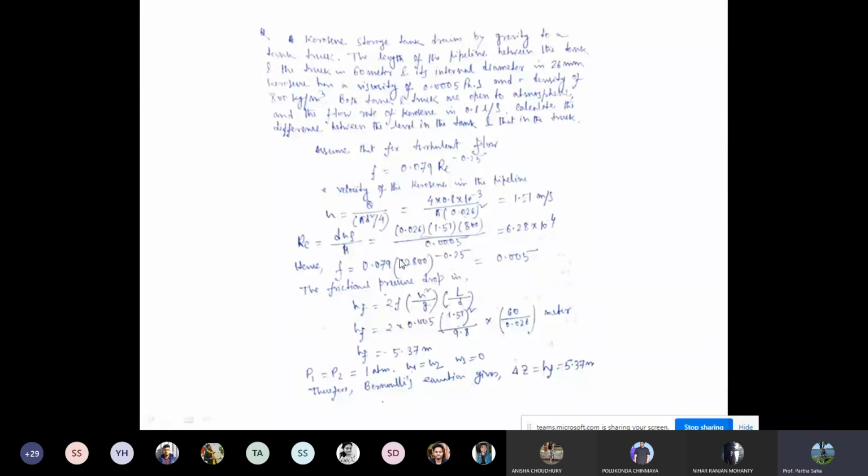The Reynolds number is this much, so F will be 0.005 from this expression. Now the frictional head loss will be hF equals 2F U square by G times L by D. So you put in all the values and you get 5.37 meter. Okay. All the pressures are at 1 atmosphere, and the horizontal velocity is 0. So therefore, using Bernoulli's equation, the head loss will be 5.37 meter.